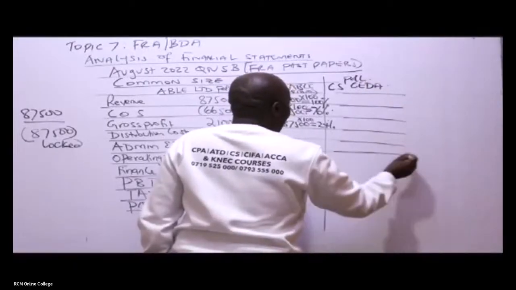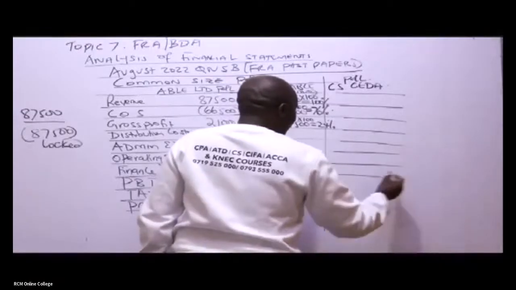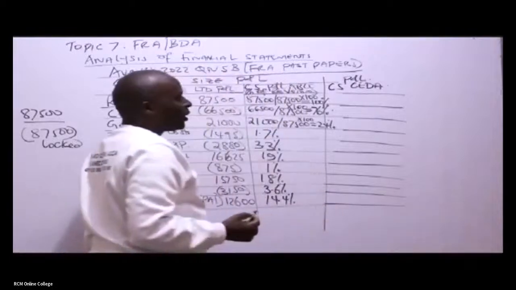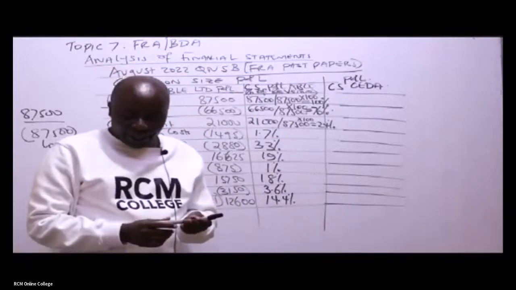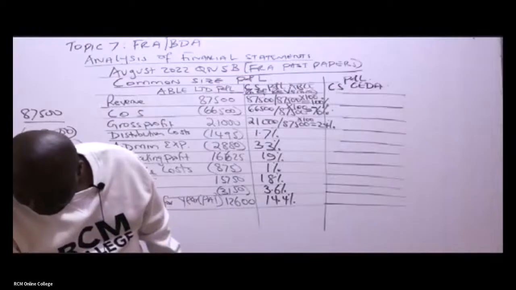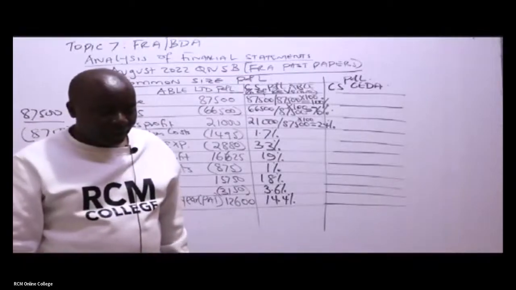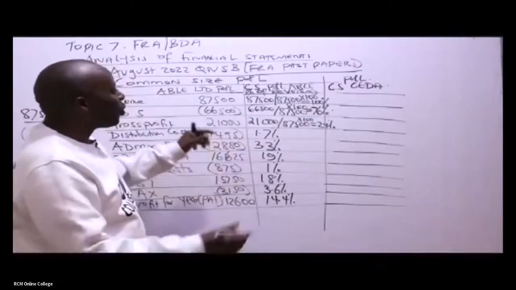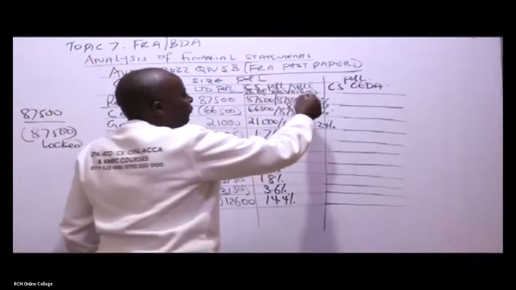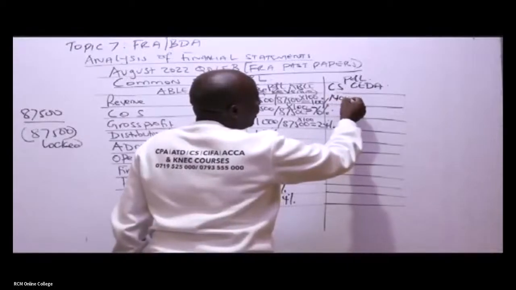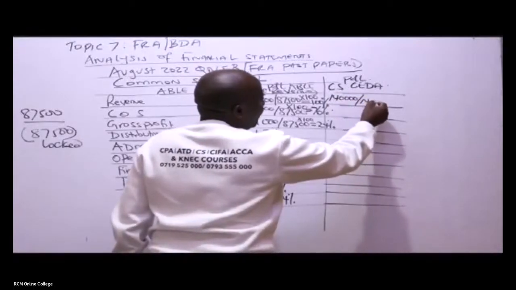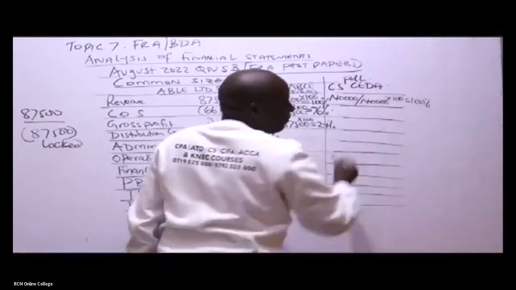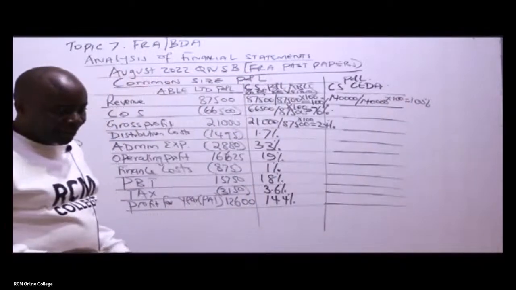Common size P and L for CIDA directly. Is there somebody who is able to see the baseline for CIDA? What is the baseline for CIDA? The baseline for CIDA, ladies and gentlemen, is the revenue given there for CIDA, 140,000. Thank you so much, Irene. So for this one, of course, you start with 100%. For the first one, it will be 140,000 divided by 140,000 times 100, which will be 100%.